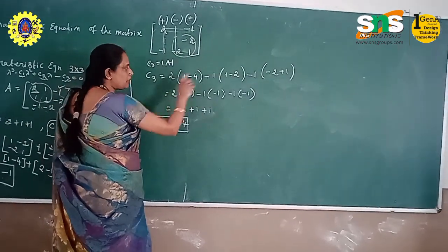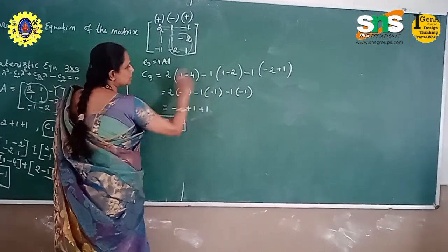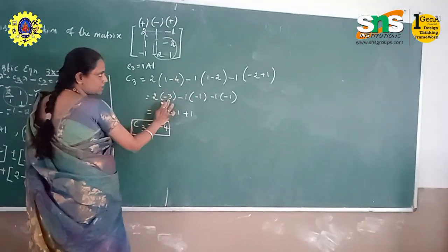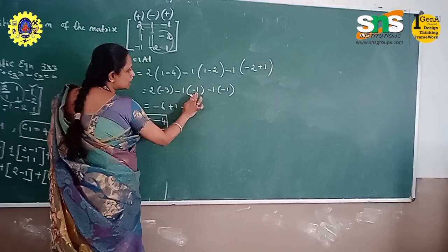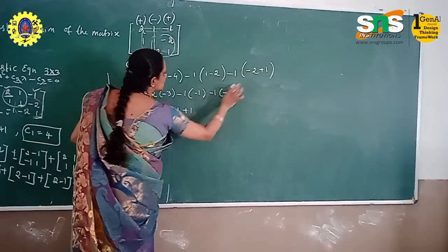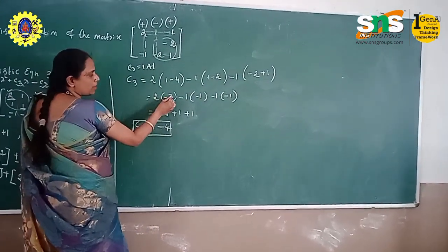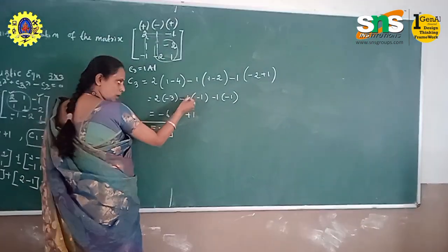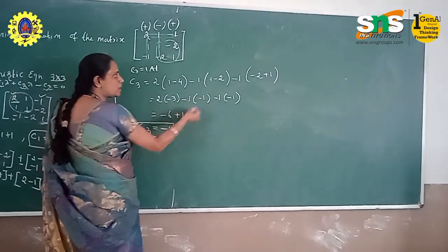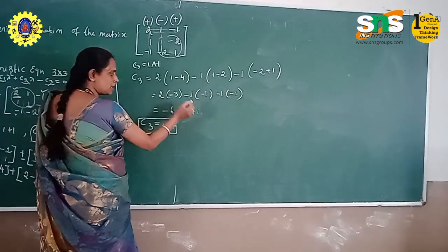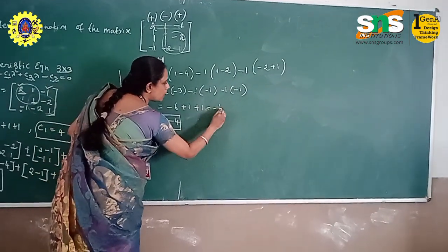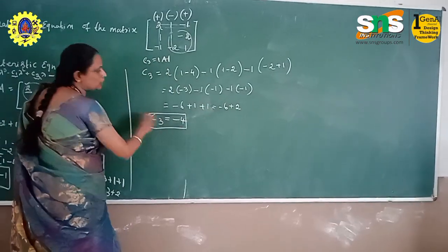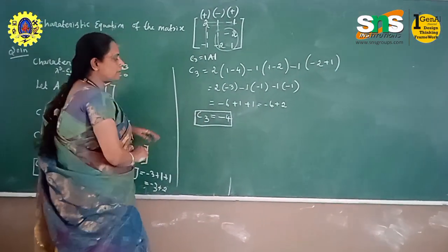Now we simplify these values. 1 into minus 4 is minus 3. 1 into minus 2 is minus 1, and minus 2 plus 1 is minus 1. Next, 2 into minus 3 is minus 6. Minus 1 into minus 1 is plus 1, and minus 1 into minus 1 is plus 1. Adding the plus values gives 2. So minus 6 plus 2 is minus 4. So the c3 value is minus 4.